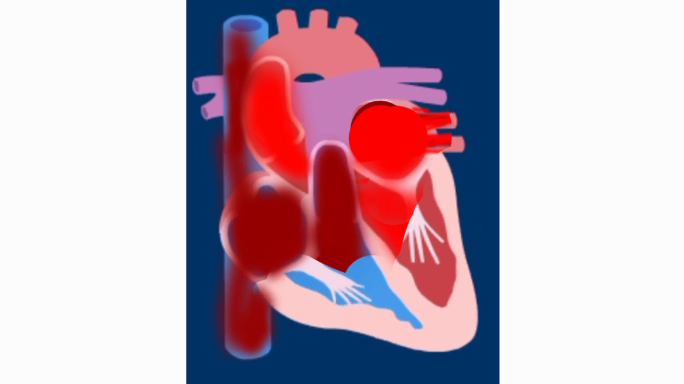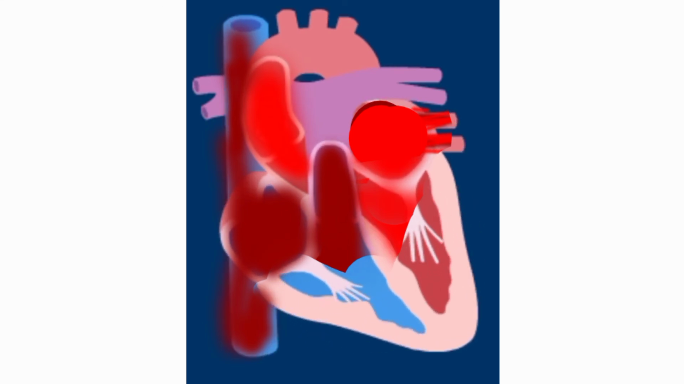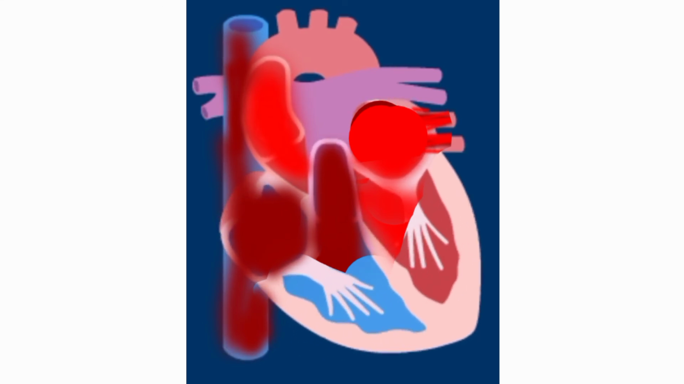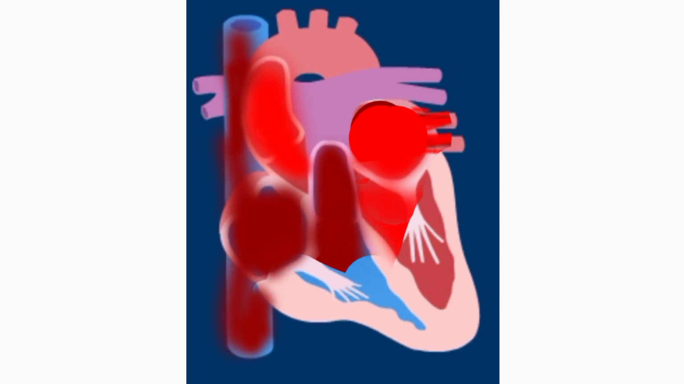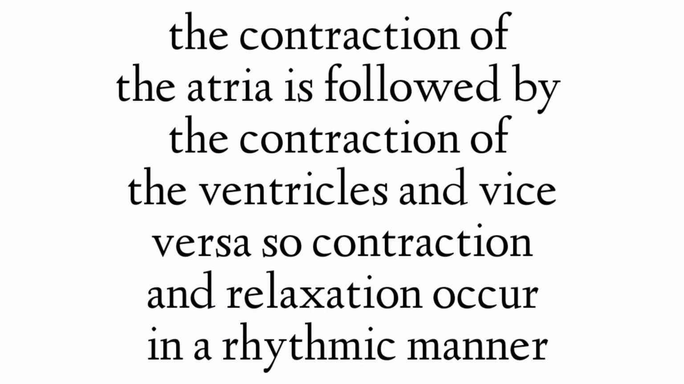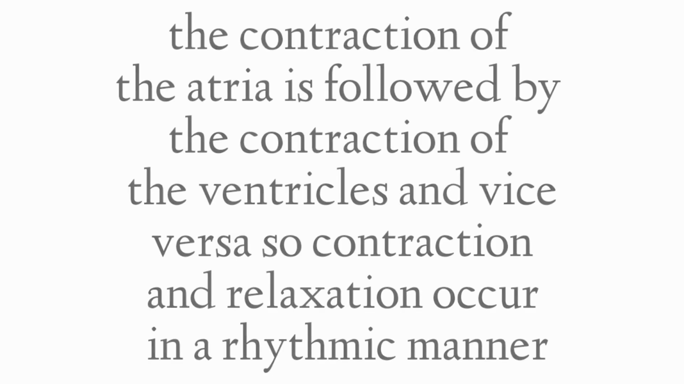When the chambers of the heart relax, they get filled with blood. When the chambers of the heart contract, blood is pushed out of them. Both the atria contract and relax together. Similarly, both the ventricles contract and relax together. The contraction of the atria is followed by the contraction of ventricles and vice versa. So, contraction and relaxation occur in a rhythmic manner.